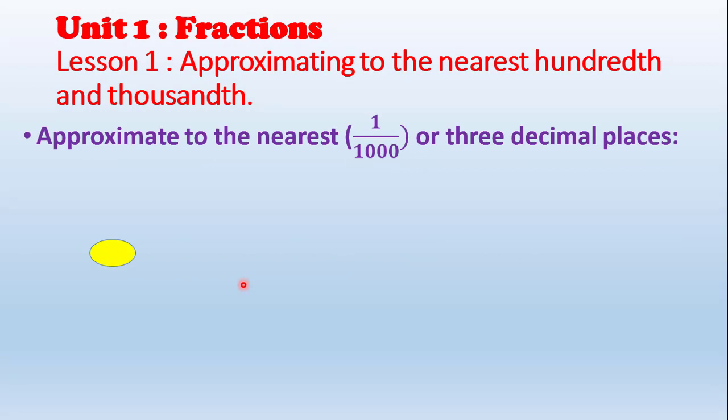Another example. Approximate to the nearest thousandth, 1 over 1000 or thousandth, or sometimes 3 decimal places. They are the same meaning, but in this case we have fractions or mixed numbers. So the first step is to convert the mixed number to a decimal. How? Here we have in the denominator 2000, so I multiply by 5 up and down, and the whole number won't change. It will stay the same.